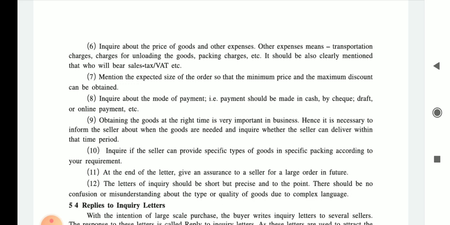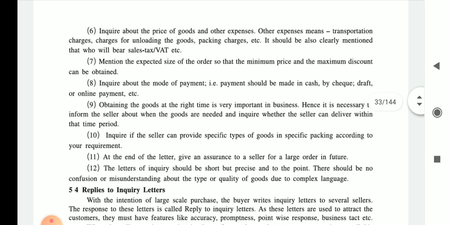When goods reach a particular address, who will bear the expense of the unloading of the goods? Next one is the packaging charges. If you want to purchase a good with some sample as well as some special packaging, at that time you have to make clear the charges of the product, that is, what type of packaging charges should be applied.